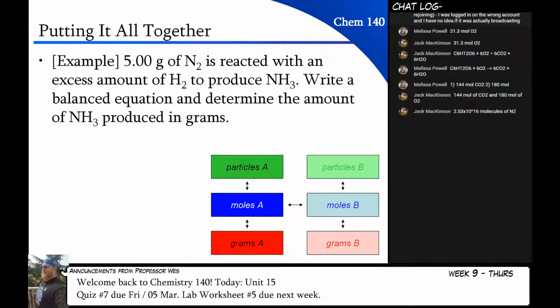So first write out the equation. Once you've got the equation, type it in the chat, and I'll verify whether it's correct or not. And then do the calculation with the 5 grams, okay? So give this a shot. We'll go over the answers in a little bit.